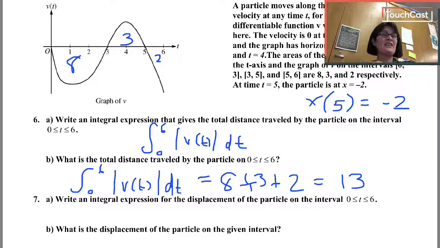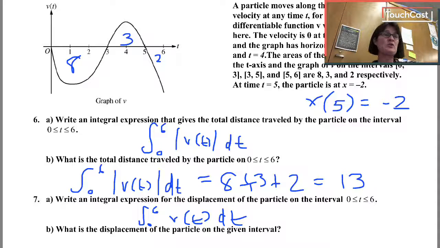So number 7, can I write an integral expression for displacement? Well, displacement over the interval times 0 to 6 is going to be the integral from 0 to 6 of the velocity. No extra bells and whistles. Displacement is the integral of velocity.